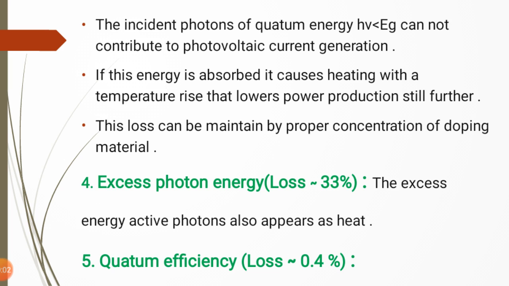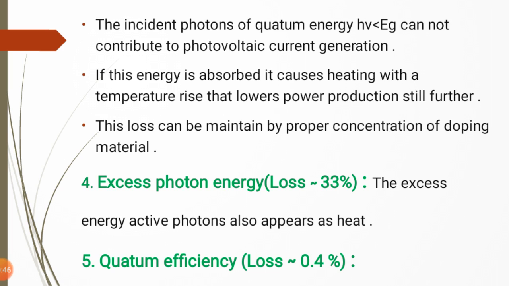So when the energy of the photon is less than the band gap of that material, these photons are not useful, or this photon cannot contribute to the solar cell efficiency. So this introduces the loss. If this energy is absorbed, it causes heating with a temperature rise that lowers power production still further. That means the photon which has energy less than the band gap, if this energy is absorbed, it causes unwanted heating, and there is an increase in the temperature of that solar cell. So there is obviously a decrease in the power of the solar cell.